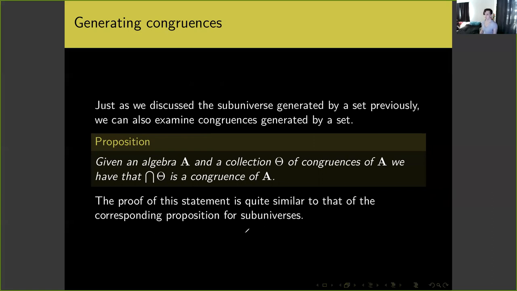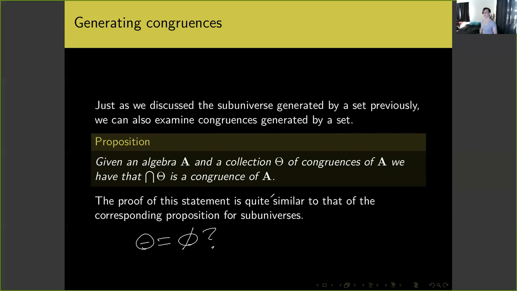And the proof of this statement is quite similar to that of the corresponding proposition for subuniverses. So I'm not going to go through it, but it's very similar. And now, I don't want to alarm you, but if you are following along more closely, then you might have a question, which is what happens when big theta is actually the empty set? How do I take the intersection of an empty collection of sets?